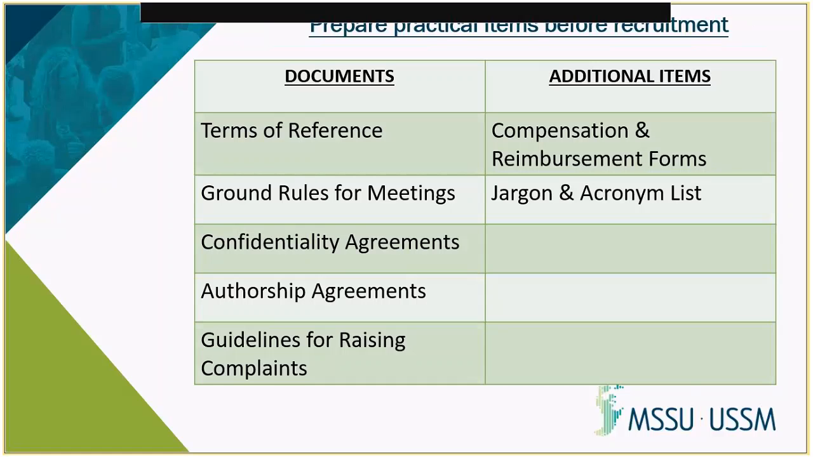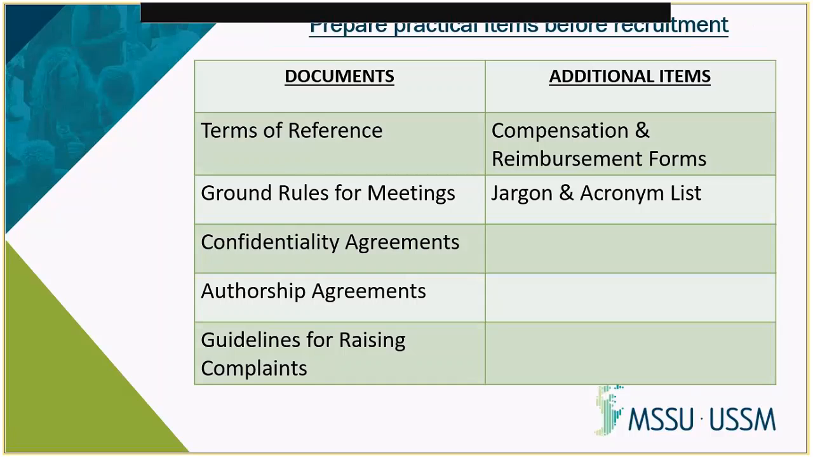So prepare practical items before recruitment. I don't think any of us want to join a research project and really nothing is ready. We have no idea what's going on. So imagine how someone who isn't involved in research, a patient partner, comes onto a research project and you don't really have anything prepared for them. On the left, I have a list of documents that I recommend strongly as a need. These are things that you need to have ready before you start engaging your patients. On the right are additional items. I would say they're wants, but I think they're close in the development of patient engagement to becoming needs.